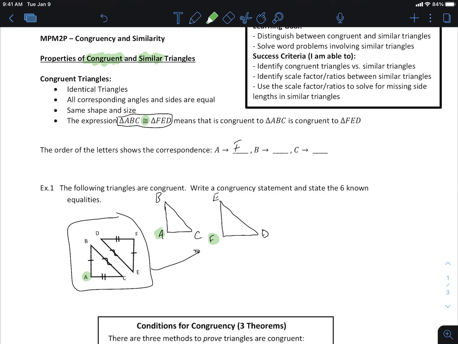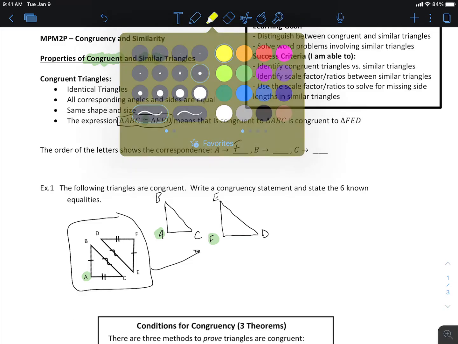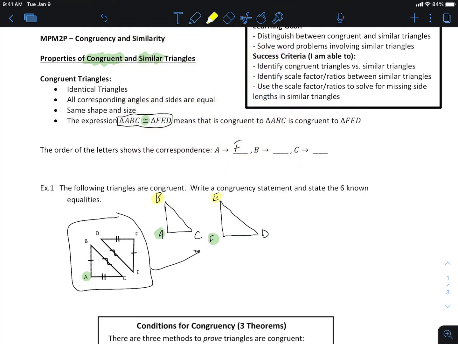Okay. Next one I'd say would be B goes with E, right? And then by default, C goes with D. Okay, does anybody have any questions?